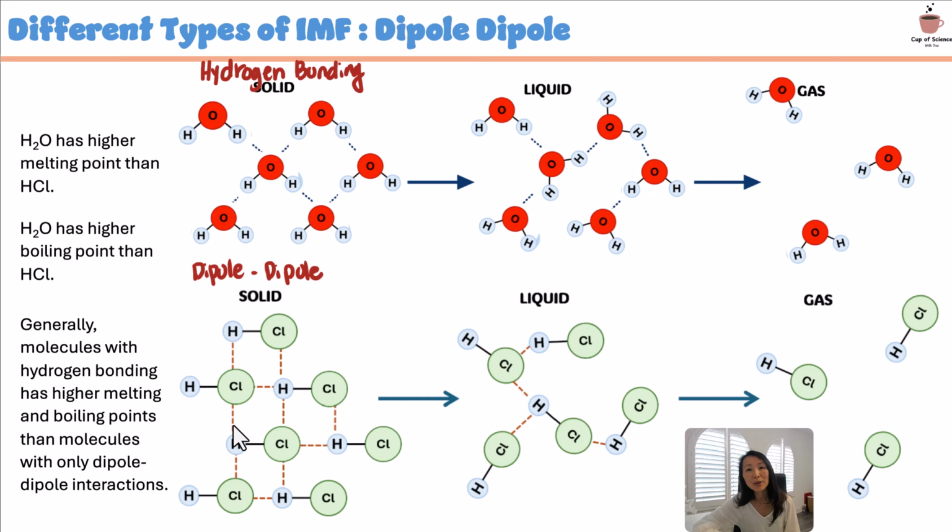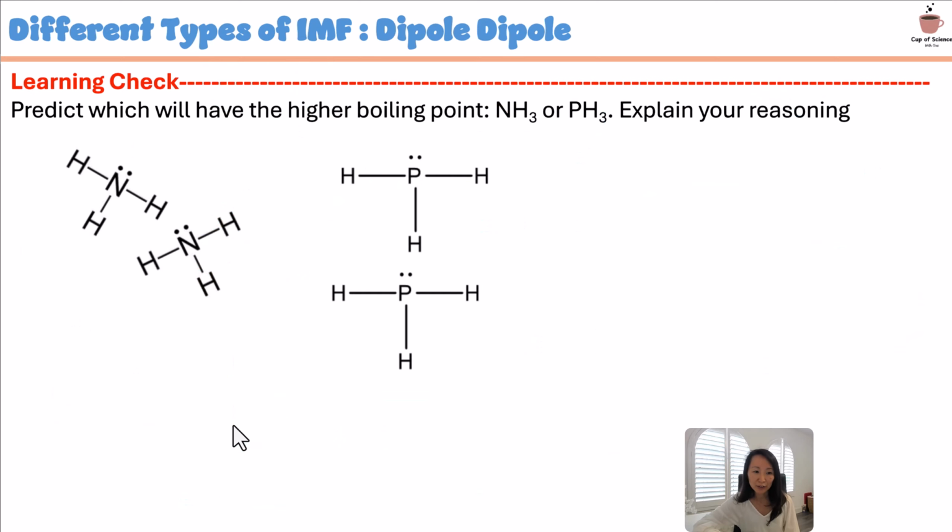So let's do a learning check based on what we have learned so far. Predict which will have the higher boiling point, NH3 or PH3. Explain your reasoning. Come back and try this and come back and check this video.